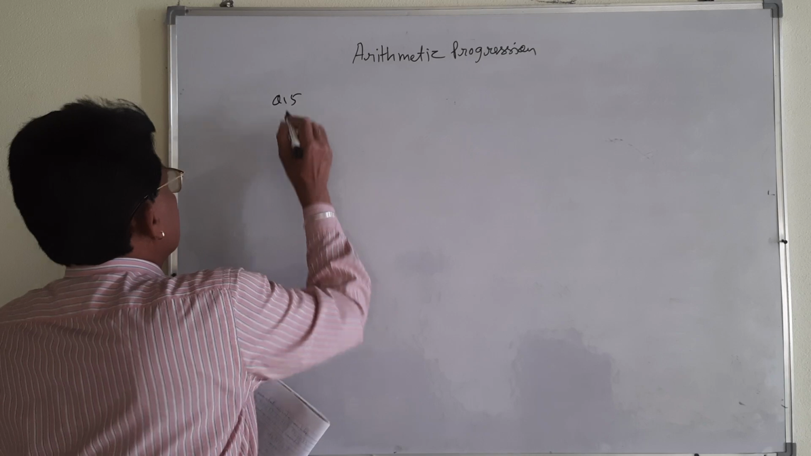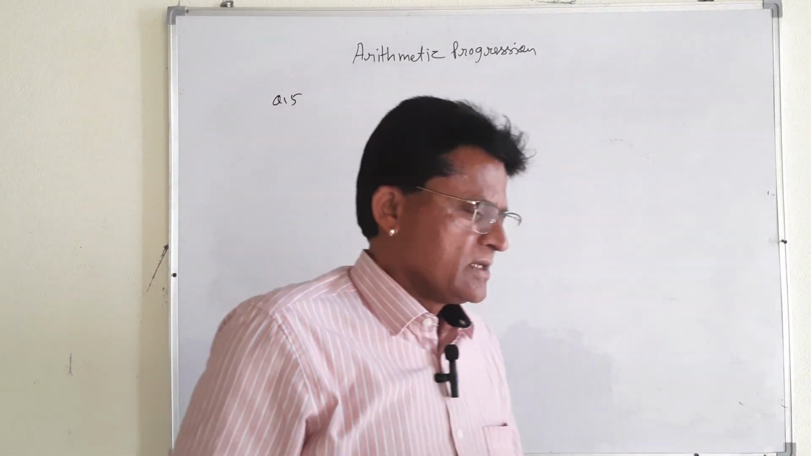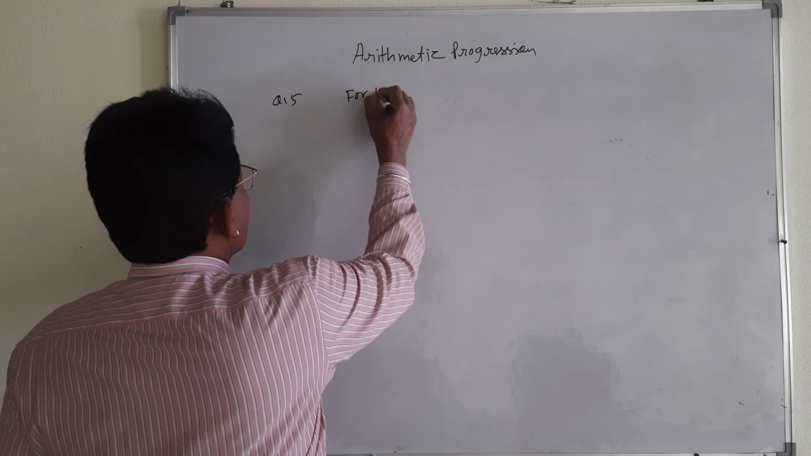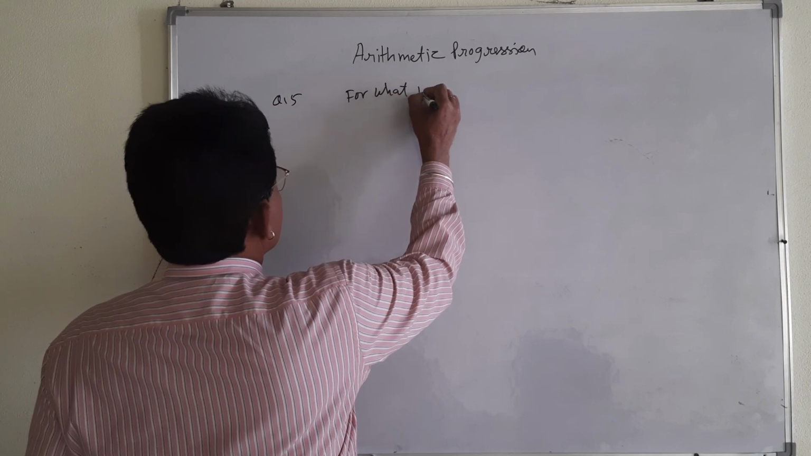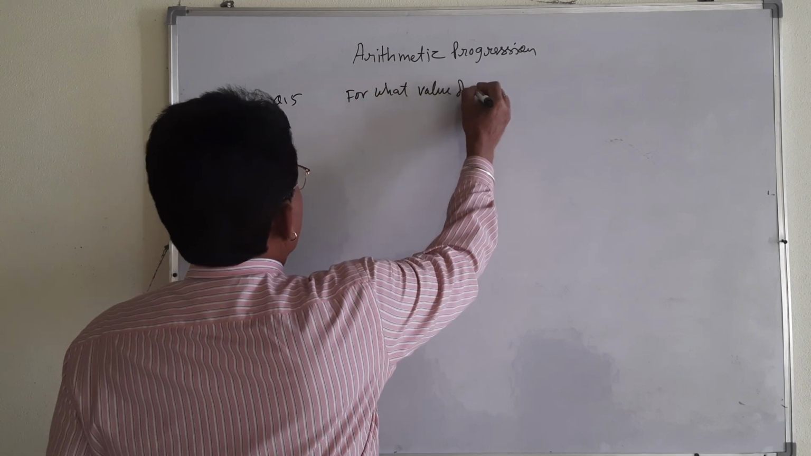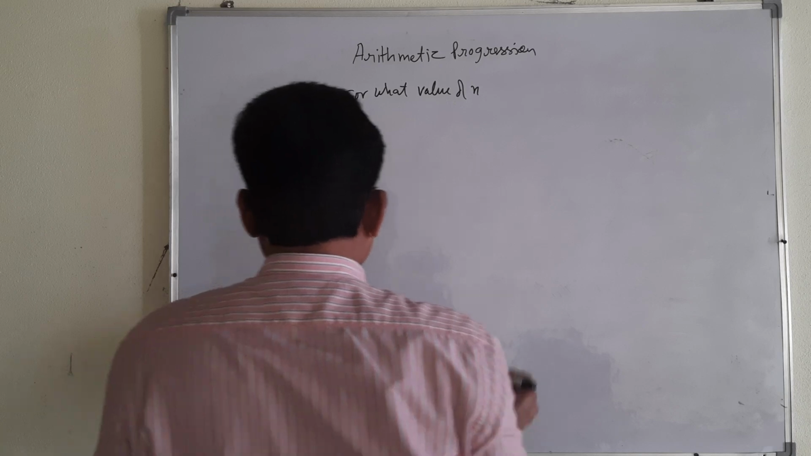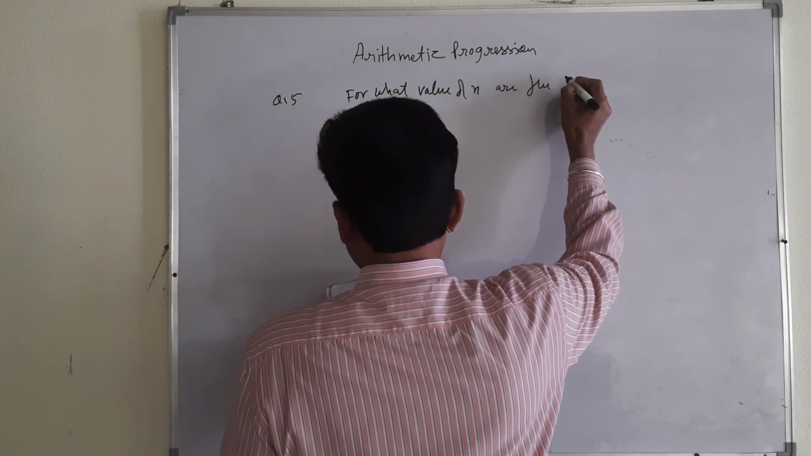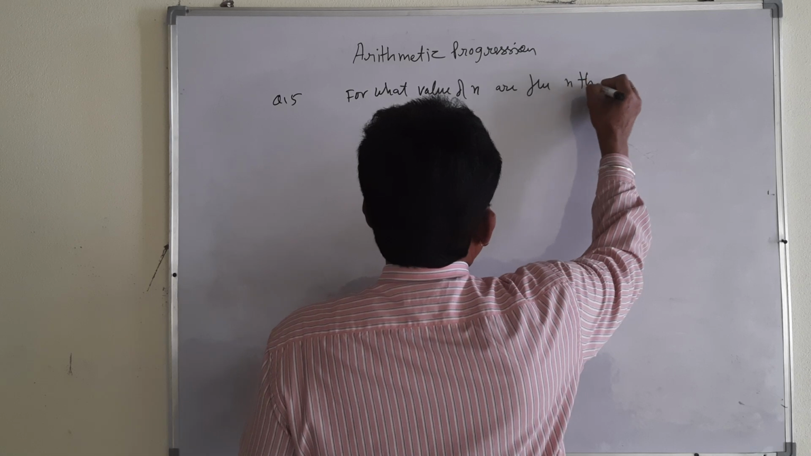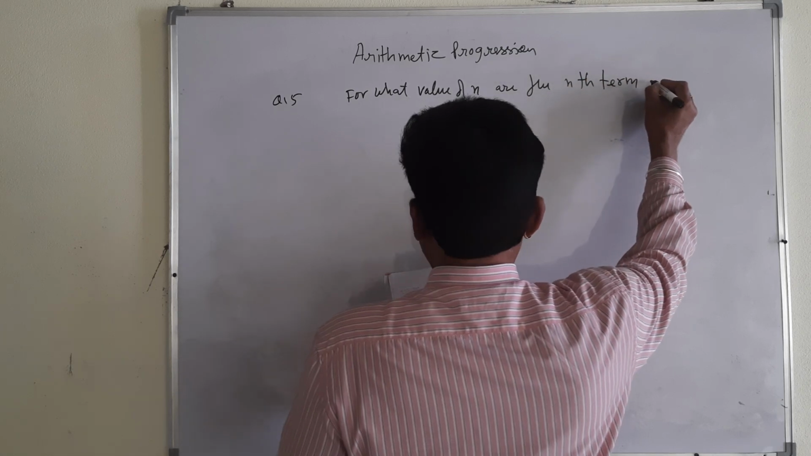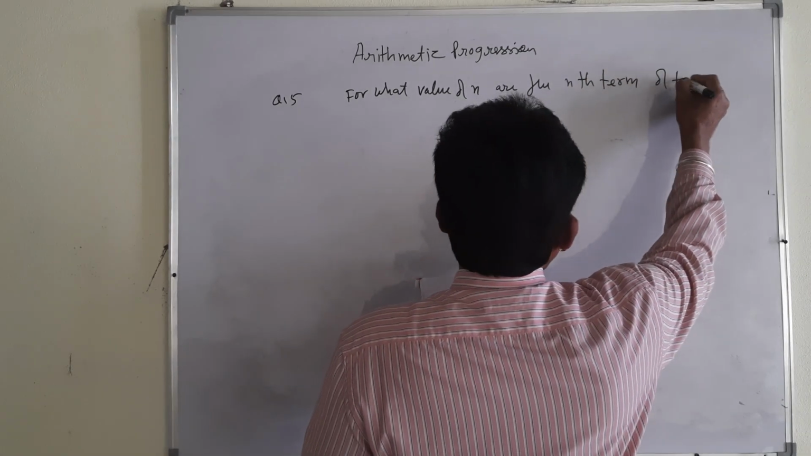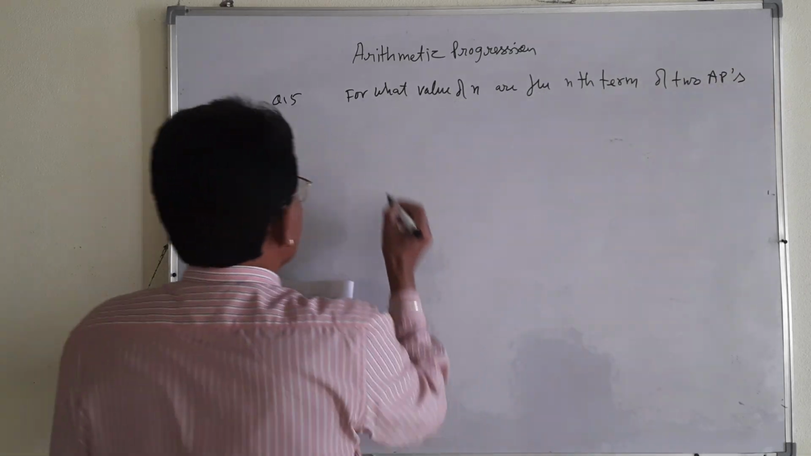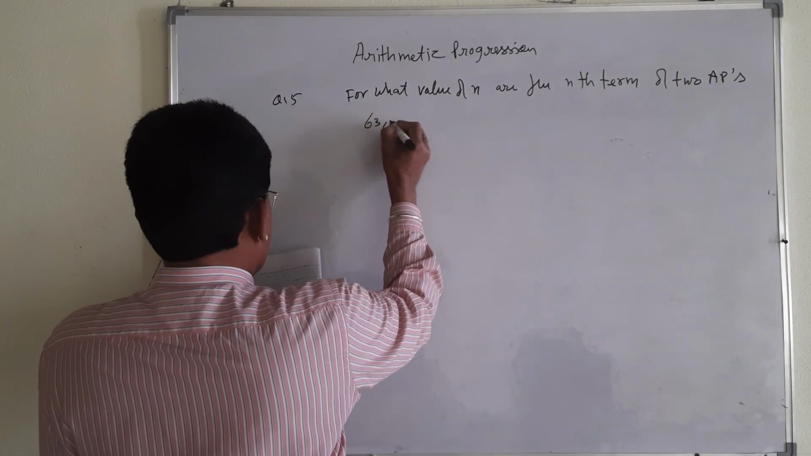number 15 from NCERT book. I feel it is important. For what value of n? For what value of n are the nth terms of 2 APs equal? There are 2 APs. You see, what are the 2 APs?